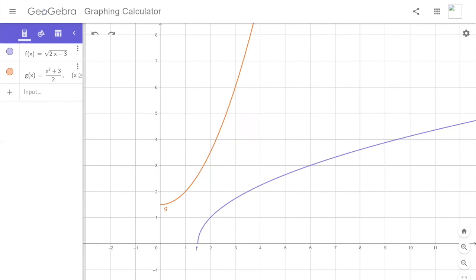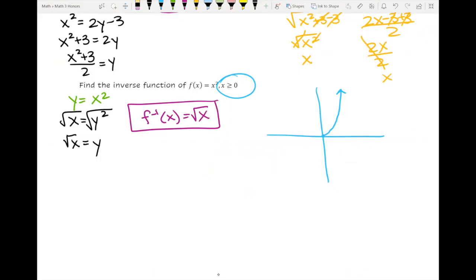I'm going to pick another point, maybe 6, 3. There's a point on my original f function. And if this is the correct inverse, then I should get the point 3, 6, which, okay, yeah, the point 3, 6 is on our graph. So we can graphically tell it was a reflection over the line y equals x, or in other words, they swapped the x and y on all of our points. So we can tell that yes, this inverse function is correct.